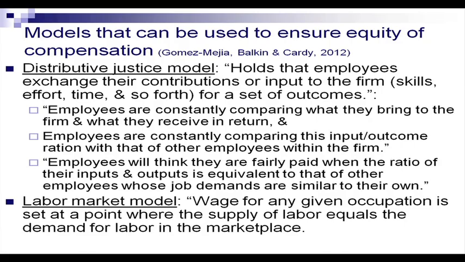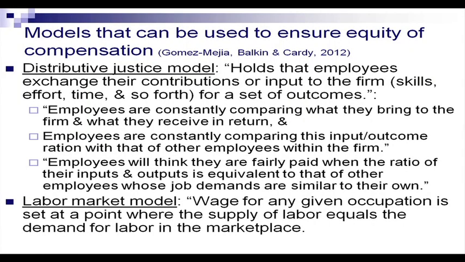So, employees will think that they are getting paid fairly if the amount of input and output are a certain ratio. And this ratio compares with people who have the same kind of work that we do. Now, the other model that we can use is called the distributive justice model, where we compare ourselves to others.